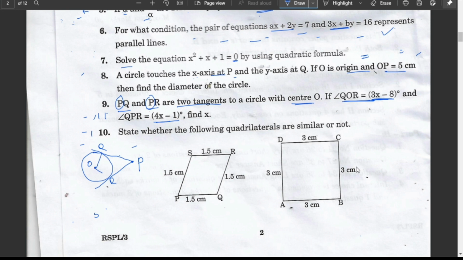If I join this, 90 degree, 90 degree. So okay, QOR is 3x minus 8. This one is 4x minus 1. So we have to find x. So in this quadrilateral QORP, sum of all the angles will be 360 degree.